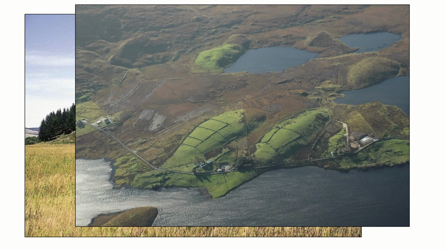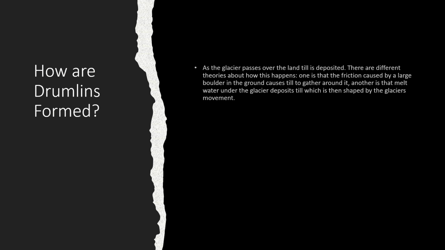So let's get to the answer. How are drumlins formed? Well, as the glacier passes over the land, something called till is deposited. Till is the broken up rock that the glacier has eroded and carried with it on its journey. Now, you need to have a little bit of caution with a drumlin answer because there are different theories about how this actually happens.